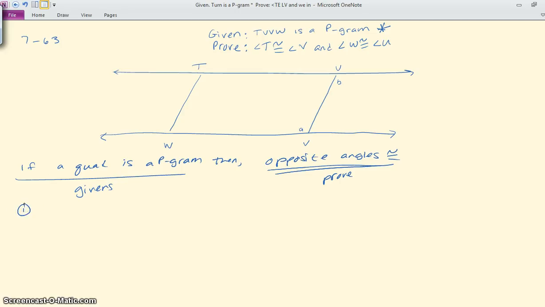If a quadrilateral is a parallelogram, so TW is parallel to UV. TU is parallel to WV. Now, we've kind of taken an inventory of the properties of some of these figures, including the parallelogram, so you know that opposite angles are congruent, but let's prove it.